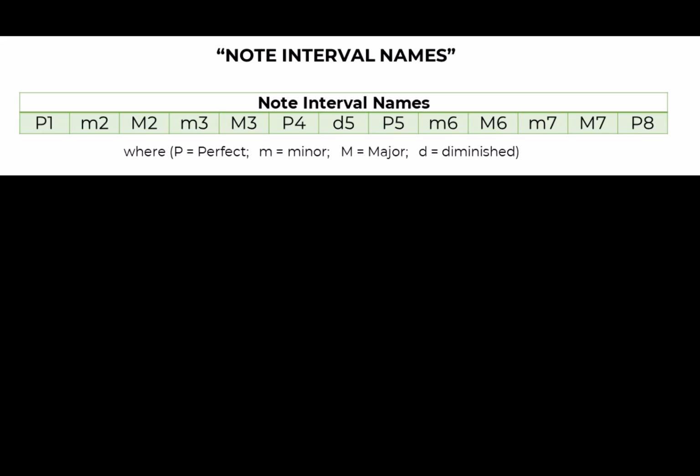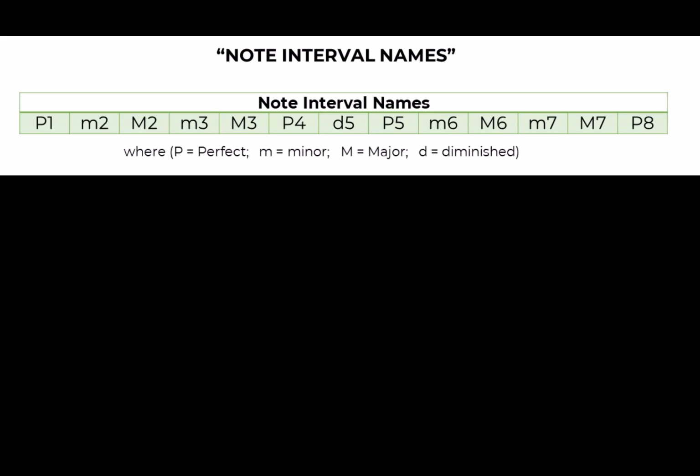To better see these note interval names and their sequence, let's list them in a chart as you see here. Their names are P1, then a lowercase m2, an uppercase M2, lowercase m3, uppercase M3, a P4, D5, P5, lowercase m6, uppercase M6, lowercase m7, uppercase M7, and then a P8, where P is the term perfect, lowercase m is for minor, uppercase M is for major, D is for diminished. Now we'll get into more of that later. For now, we're just introducing this classification system.